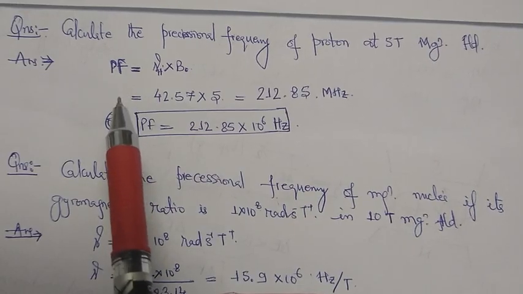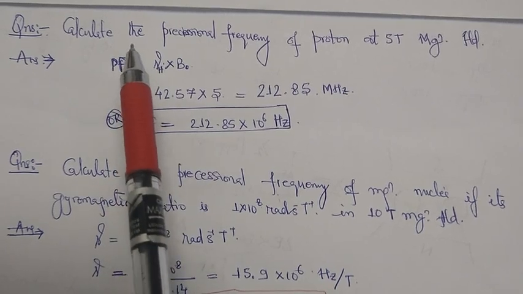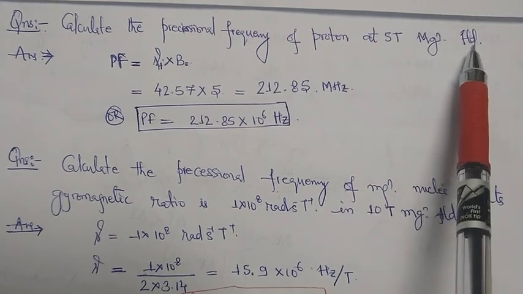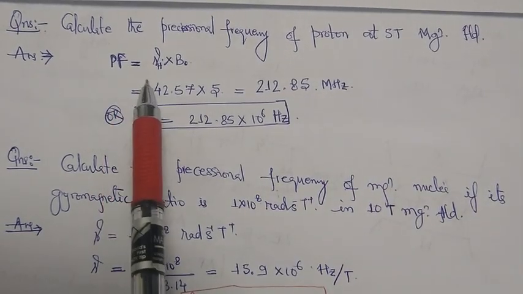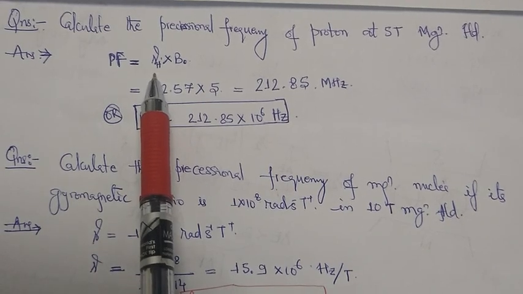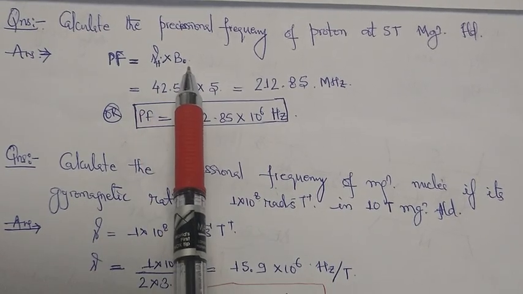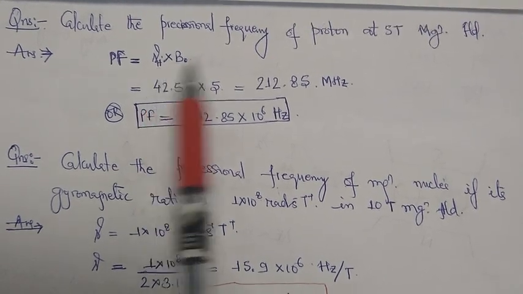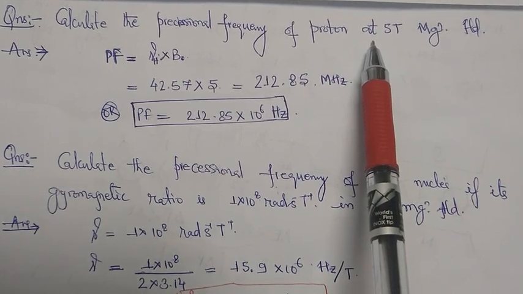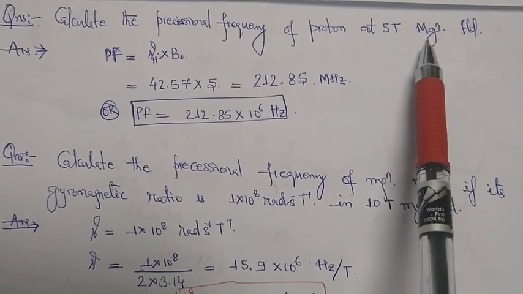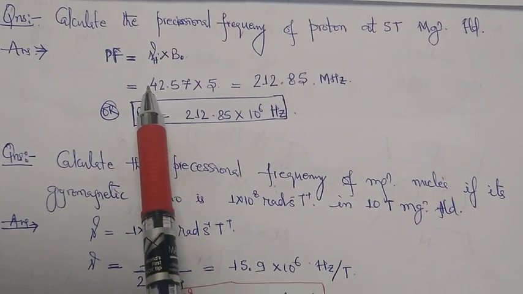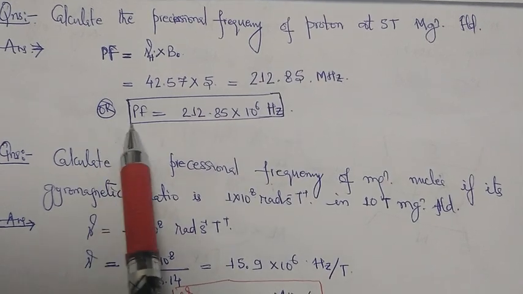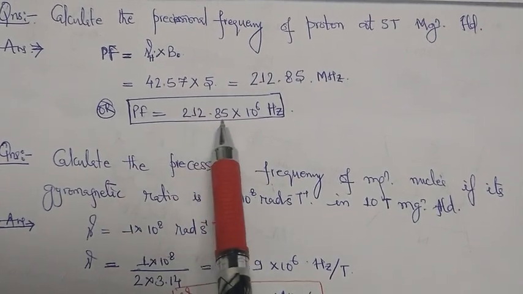Using the concepts we have studied on precessional frequency, we have some problems to do. Calculate the precessional frequency of a proton at a 5 Tesla magnetic field. Since we know that precessional frequency is equal to the gyromagnetic ratio times B naught. Here, the gyromagnetic ratio of a proton is 42.57 MHz per Tesla, and the magnetic field given here is 5 Tesla. So putting in the values, we get 212.85 MHz. So the precessional frequency in Hertz is 212.85 into 10 to the power 6.